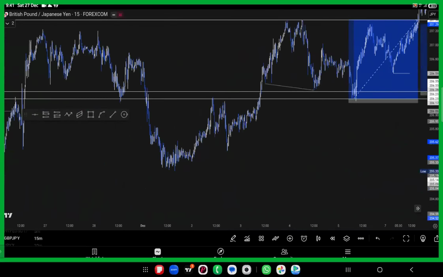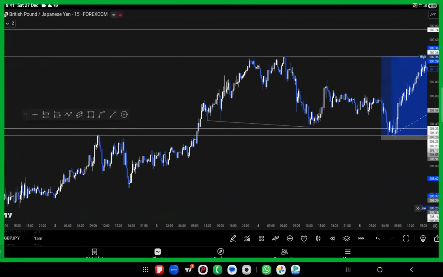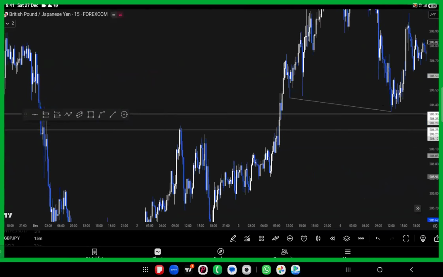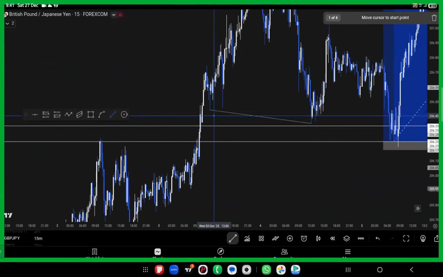Then after which, moving on, there was another setup around here. So we have our breakout structure here.